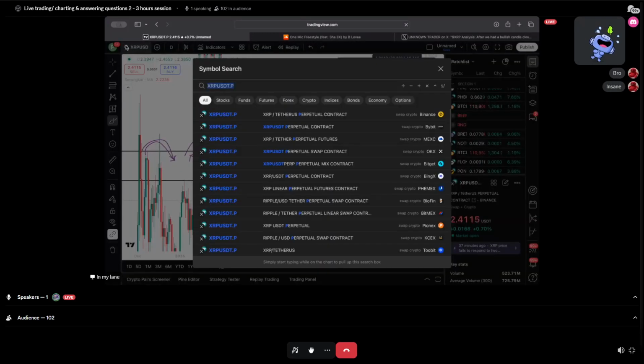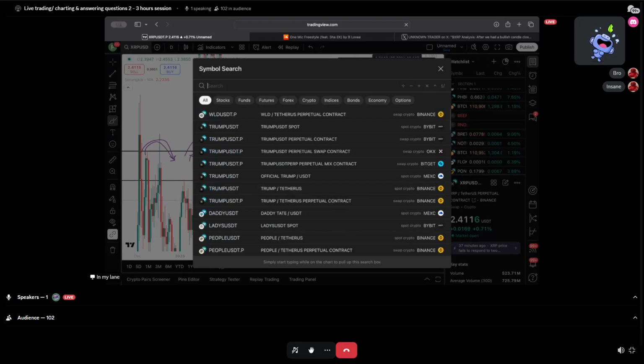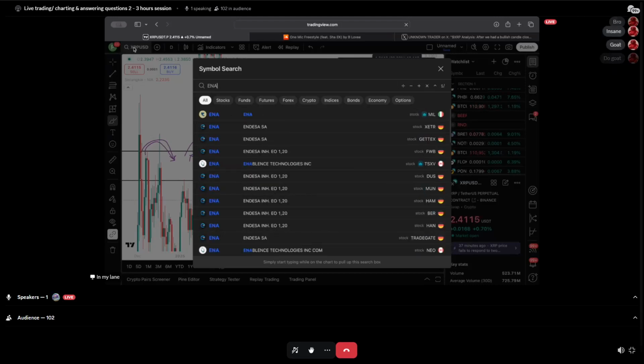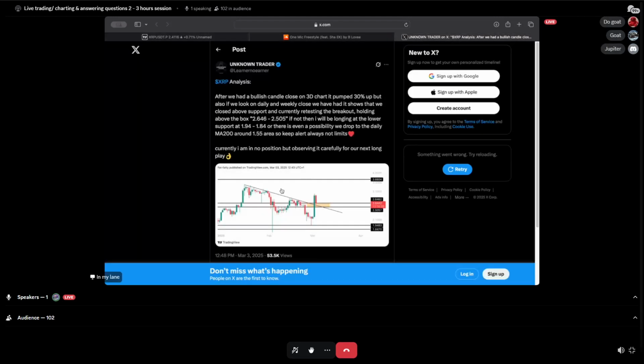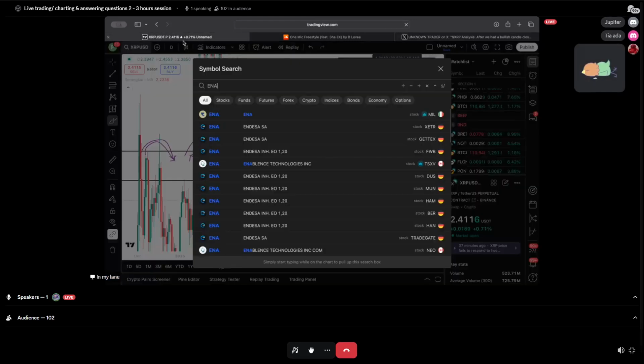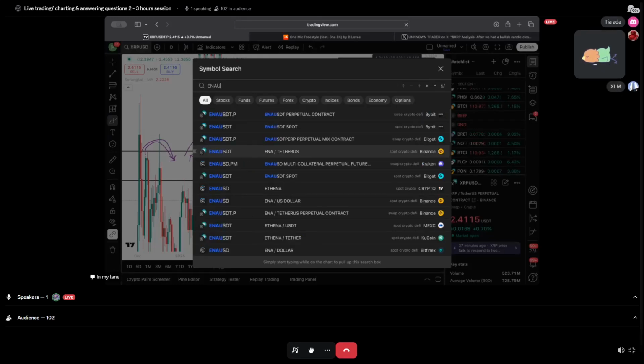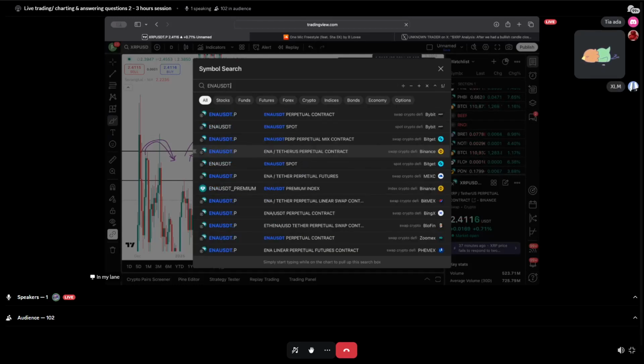Okay, let's do the last one. This chart is already on X, so you can go check it out. The levels you need are here. No change because the coin is very slow. It doesn't always move. So we're still stuck in the same range.